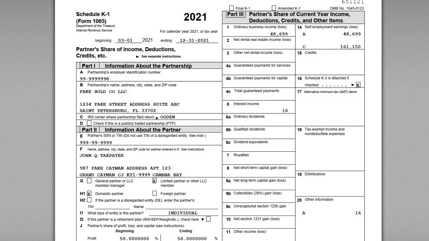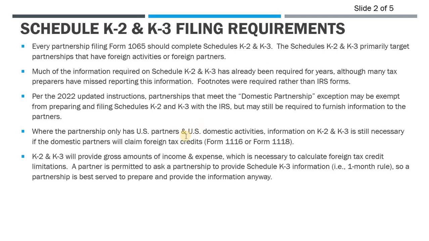In no way can we look at this and determine what our gross income is and what our gross expenses are. And that information is very important when a U.S. partner, individual, or a U.S. corporation is trying to calculate their foreign tax credit limitations. And so that's why the K2 and K3, in my opinion, are so great, because they help these individuals and these corporate entities really figure out what their gross amounts of allocable income and expense are so they can properly complete these forms.